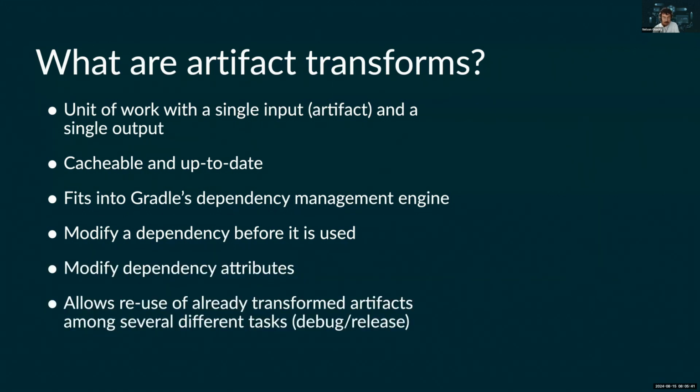The benefit of artifact transforms is that multiple different tasks in your build can reuse already transformed artifacts. Let's say 3 or 4 tasks depend on the classes version of a dependency. Each one of those tasks doesn't need to unzip it 5 times. They can just reuse the output of a previously transformed artifact. And you can imagine as your build gets bigger and bigger, this saves a lot of time.